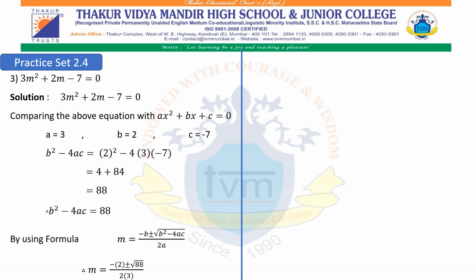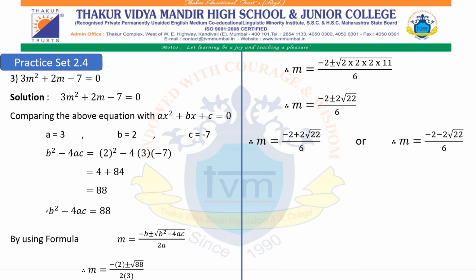Let us factorize this 88 and we will write. So it can be written as m equals to minus 2 plus minus root 2 into 2 into 2 into 11. Inside the root, the values which are written twice can be taken out and remaining values will be there inside the root. The next line we will write it as m equals to minus 2 plus minus 2 root 22 upon 6. Let us separate them with a plus sign and a negative sign. It can be written as m equals to minus 2 plus 2 root 22 upon 6 or m equals to minus 2 minus 2 root 22 upon 6.